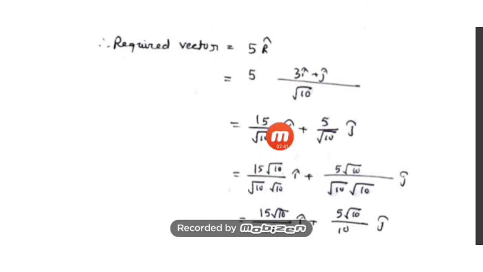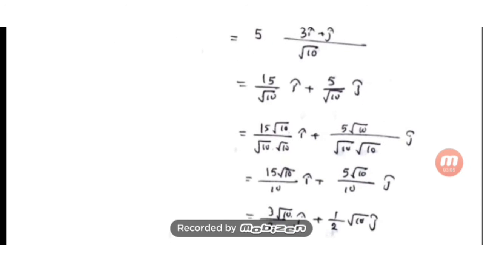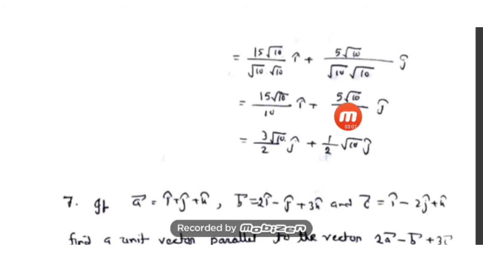5 3s are 15 by root 10 i cap, 5 1s are 5 by root 10. And you can stop here, but I had done the rationalization because generally we do not keep this root sign in the denominator. That's why just to remove it, I have multiplied both the denominator and the numerator by root 10 in both the cases. And after that, we have got 15 root 10 by 10 and 5 root 10 by 10.